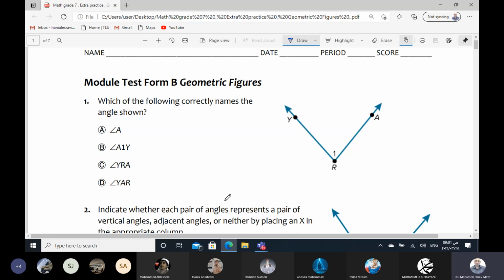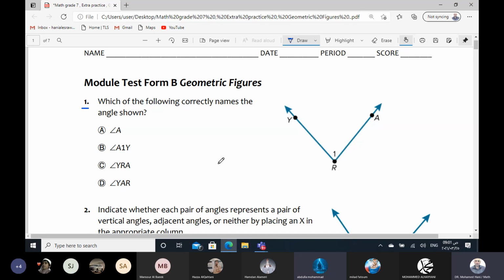Math grade 7. Today we want to continue our revision for final exam term 2. Geometric figures. In the first question, which of the following correct names the angle shown? We have this angle. Who can tell me what is the name of this angle?